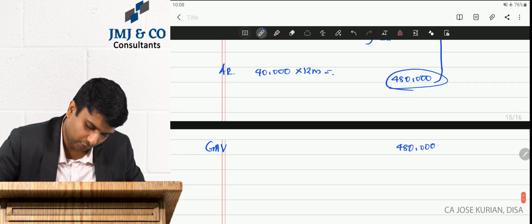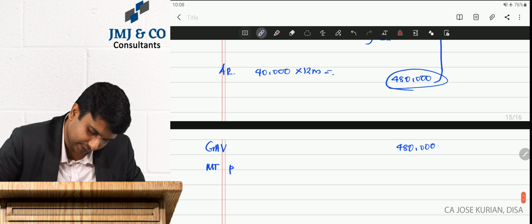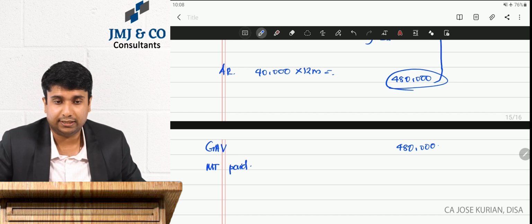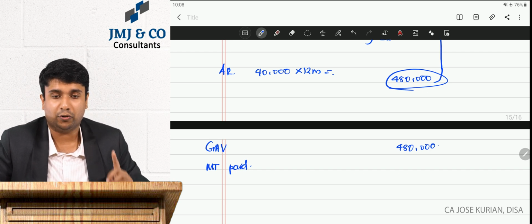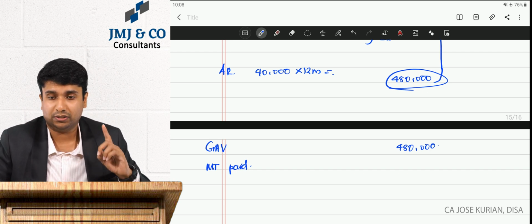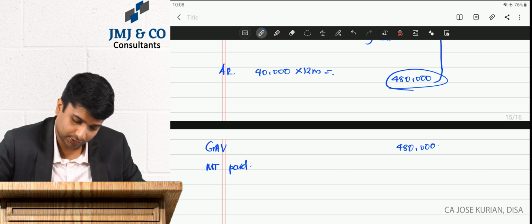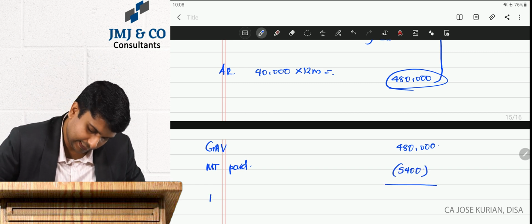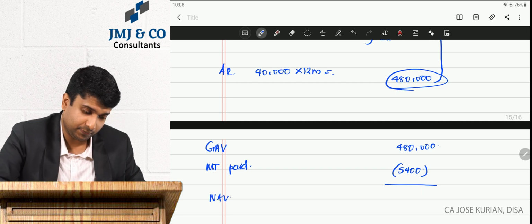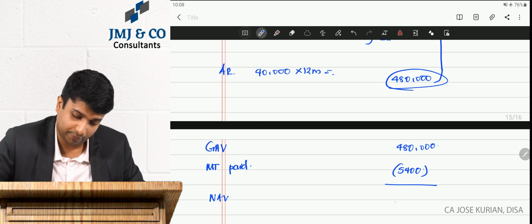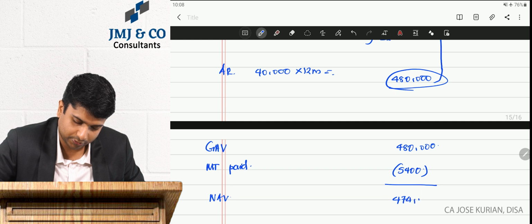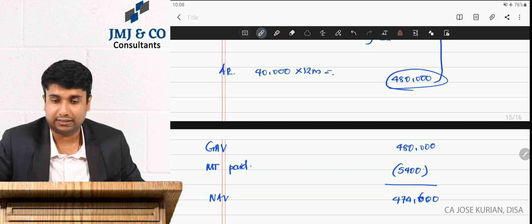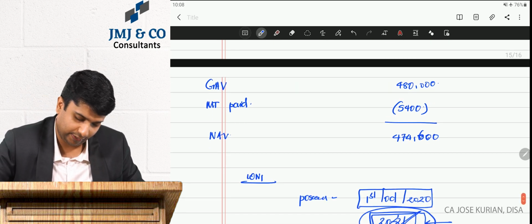From that you can claim what? Municipal taxes paid as a deduction. Only municipal taxes paid you can claim as a deduction. Now in the question, are they talking about any municipal tax? Yes, 5,400 is paid by him in respect of his house during the previous year 2021. So there is a municipal tax of 5,400 in the question. So what is the net annual value after this municipal tax? Minus 5,400, it would be 4,74,600. 4,74,600 is the net annual value.